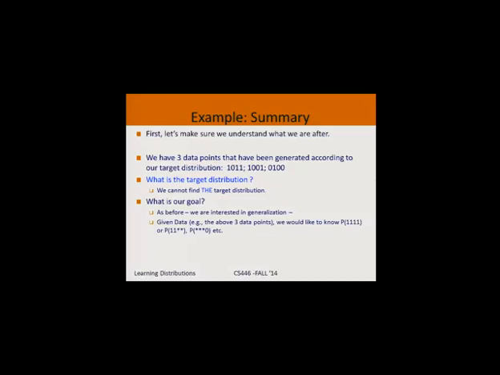So for example, given some data, the example is these 3 data points. Hopefully, you'll have more than 3 data points. I want to know what's the probability of 1, 1, 1, 1. I want to know what's the probability of a data point that I've never observed. Or I want to know what's the probability of the event x1 is 1, x2 is 1. I don't care about 3 and 4. Or the event x4 is 0. That's what we want to do.